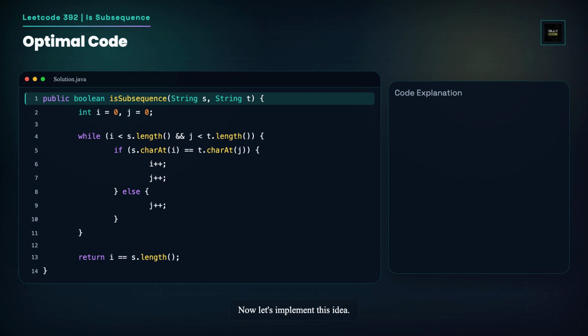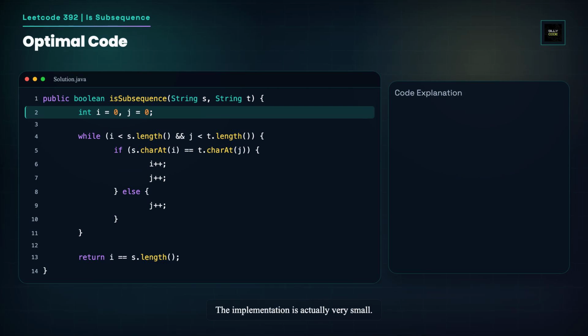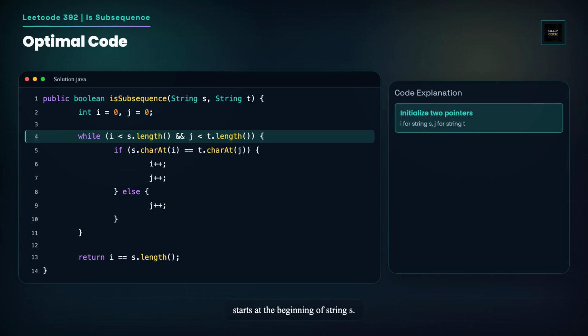Now let's implement this idea. The implementation is actually very small. We begin by creating two pointers. Pointer I starts at the beginning of string S. Pointer J starts at the beginning of string T.